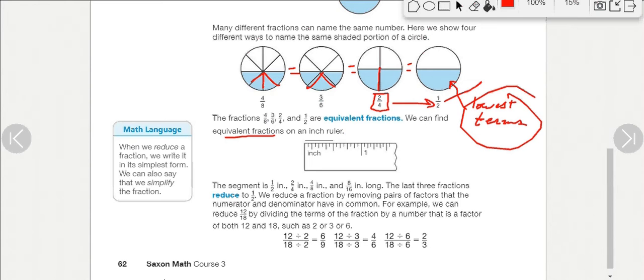You can also think of equivalent fractions on a ruler. How many inches is this? 1/2 inch. You can tell because the only bigger mark is the full inch. So if it lines up there, that's worth a 1/2 inch. It's halfway from 0 to 1. But it's also 2/4 inches, is that where those are? Yeah.